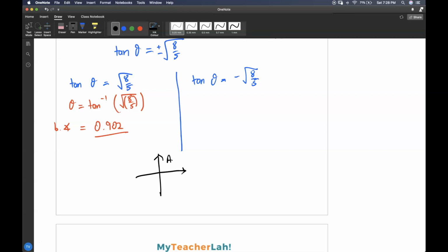Here, the first quadrant, every single trigonometry will give you a positive value, right? Here, sine is positive. Here, tangent is positive. And finally, on the fourth quadrant, cos is positive.